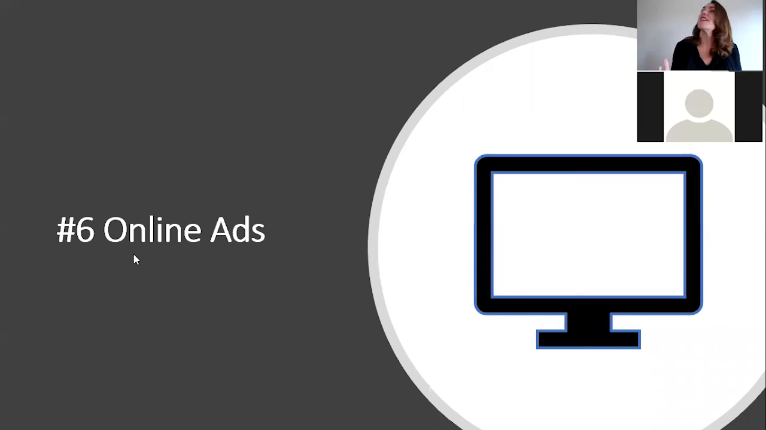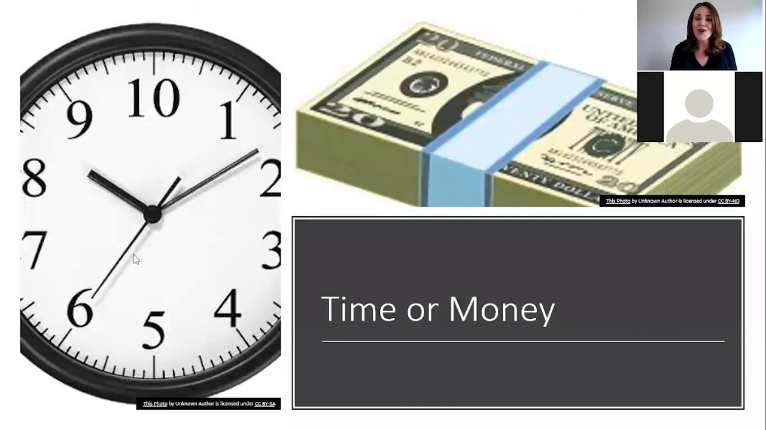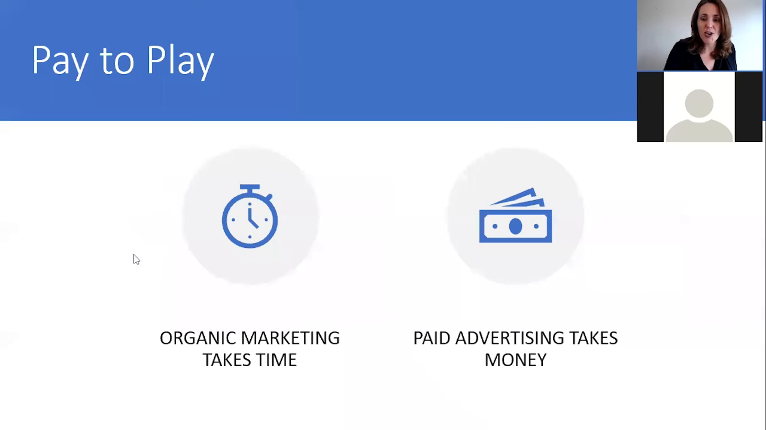Now let's take a look at online ads. There's really only two ways to pay for marketing, with time or with money. Those are the only currencies that you can use to exchange for marketing. And when we're talking about pay to play, we're talking about paid advertising. So organic marketing basically takes time. You're putting time in to do your marketing. Paid advertising takes money. You're paying to get in front of people.